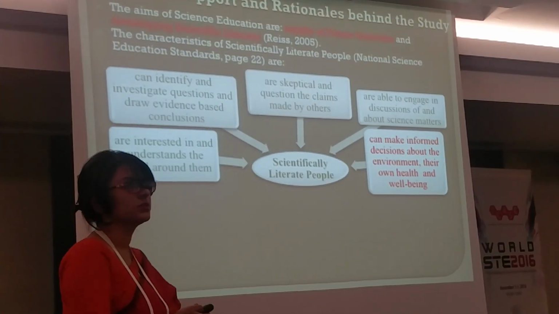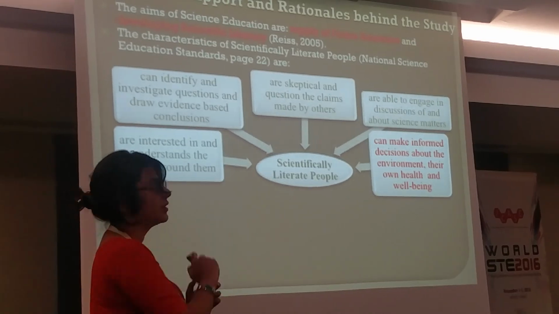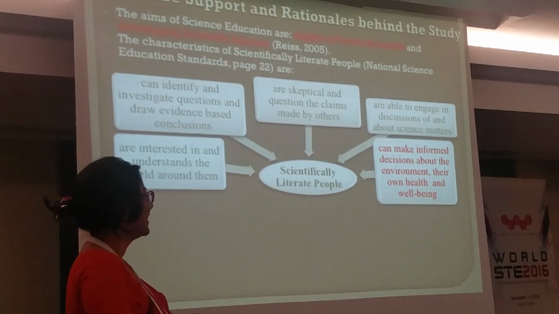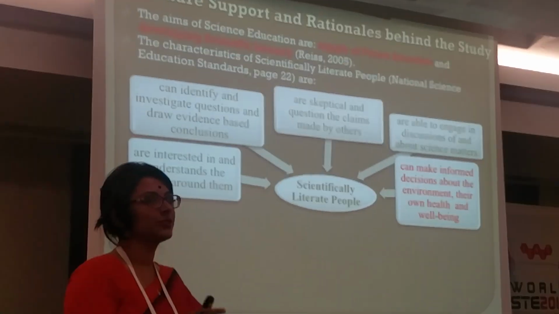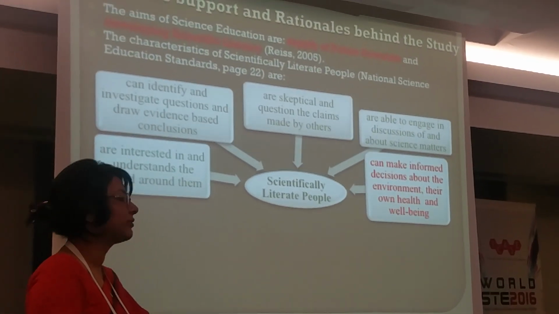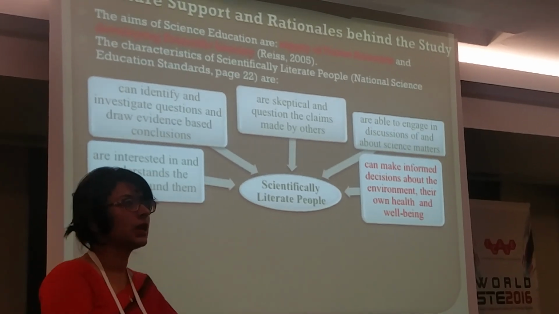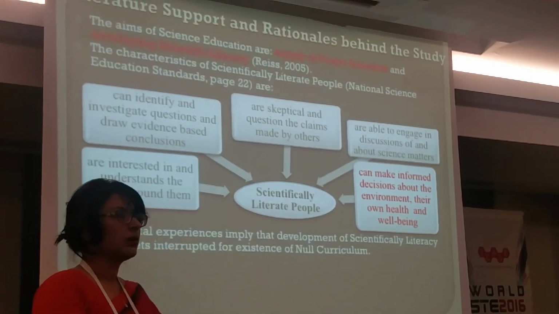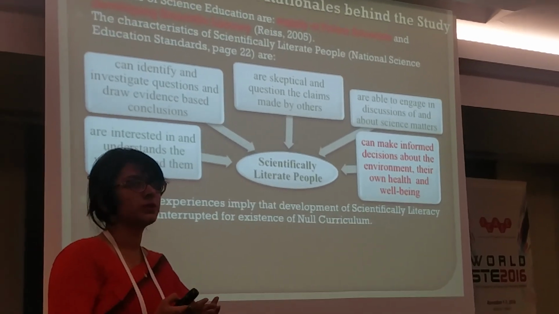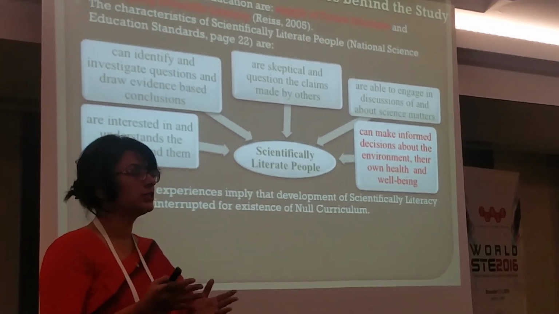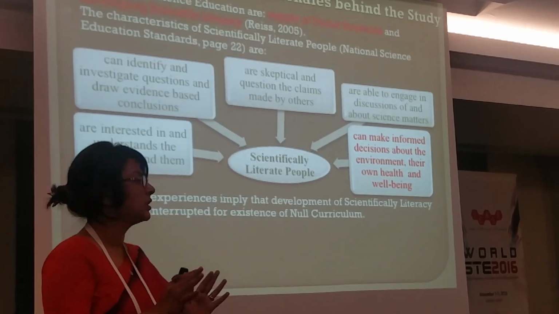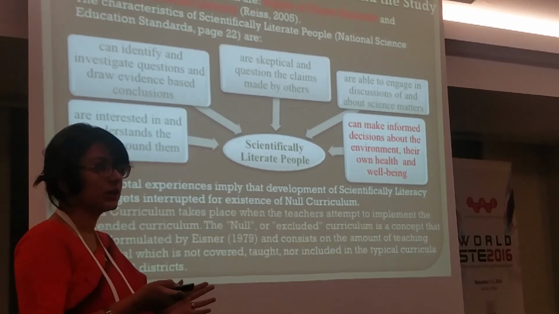These are the indicators you can see, and I have made red marks because I'm going to focus on that one. Scientifically literate citizens make informed decisions about their environment, their own life and well-being. There comes the null curriculum. When I was in higher secondary, I realized that there are some topics that teachers skip while teaching in the classroom. Those are in the textbooks, but they don't teach them in the classrooms. So there comes the null curriculum.